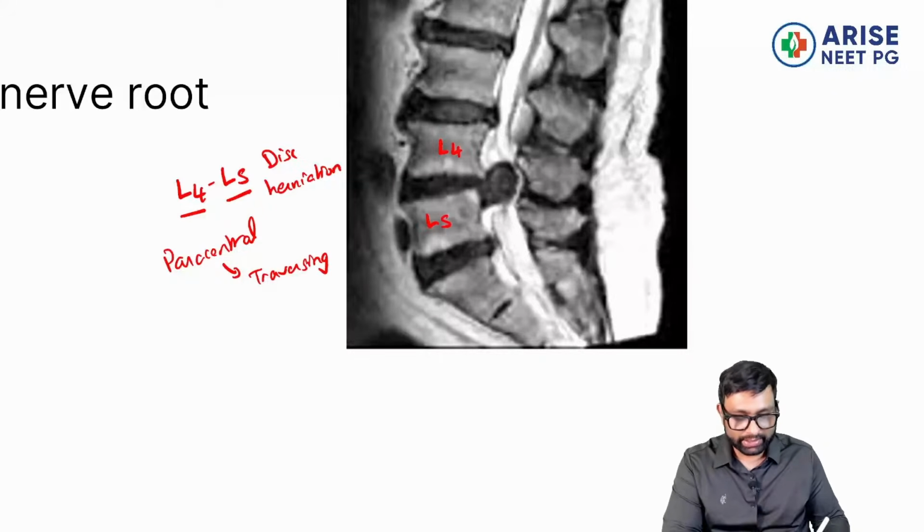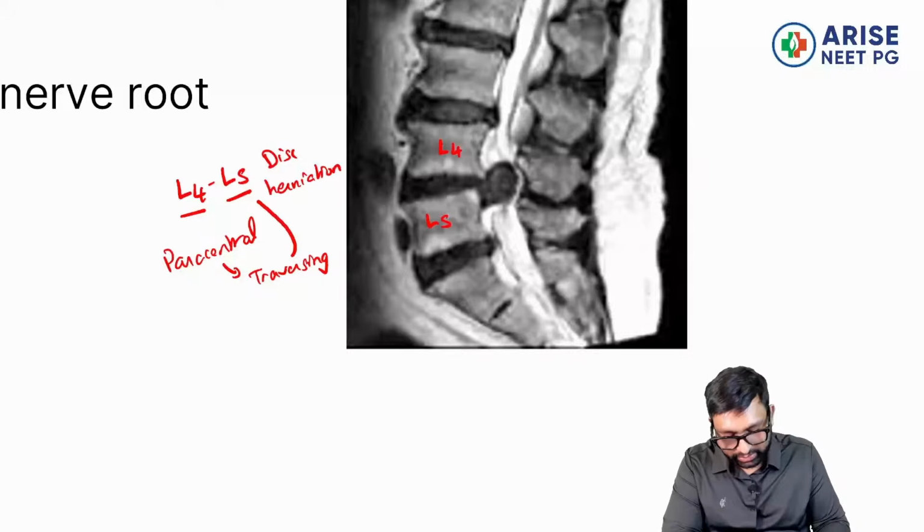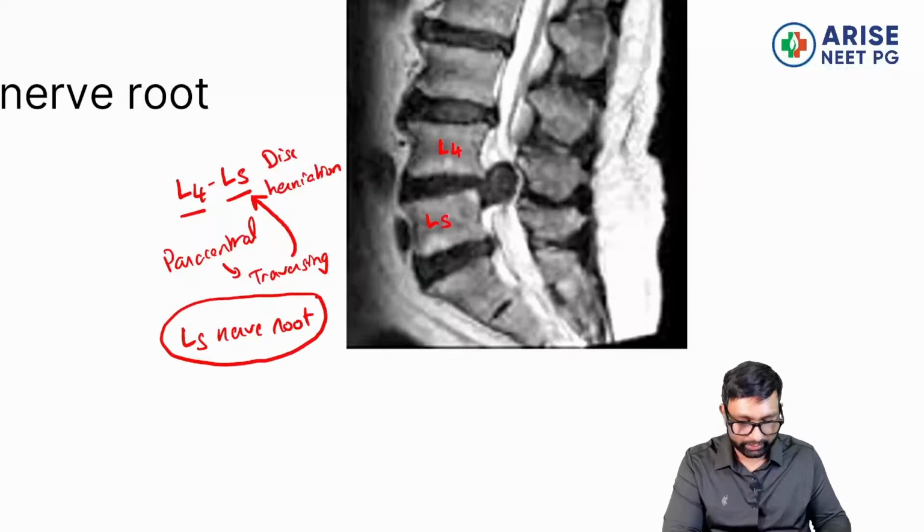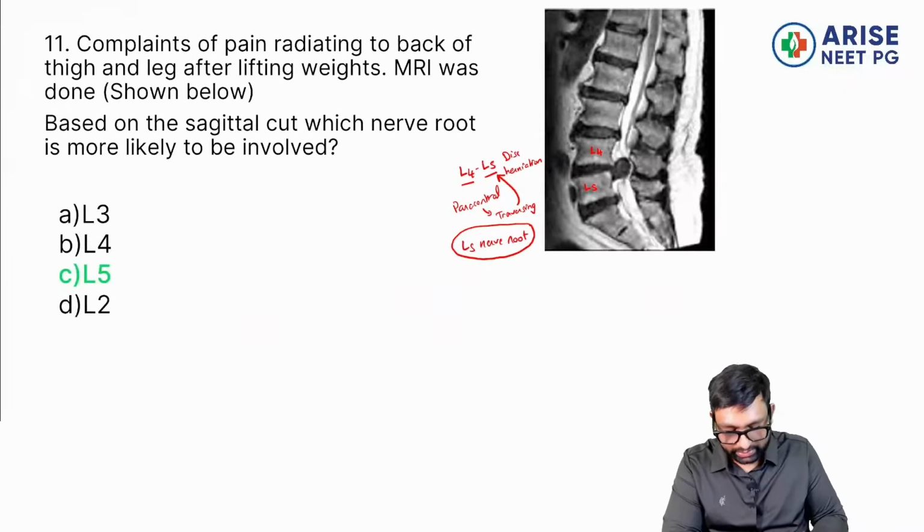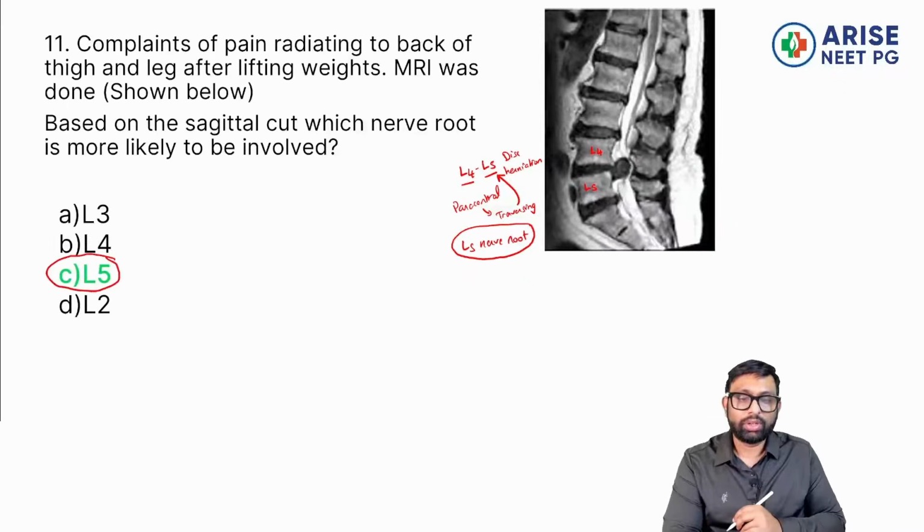And which is the traversing nerve root in an L4, L5 disc herniation? It is L5. So the L5 nerve root is affected. Do you agree? Okay. So the answer here is L5 nerve root. So this is how you will approach this question.